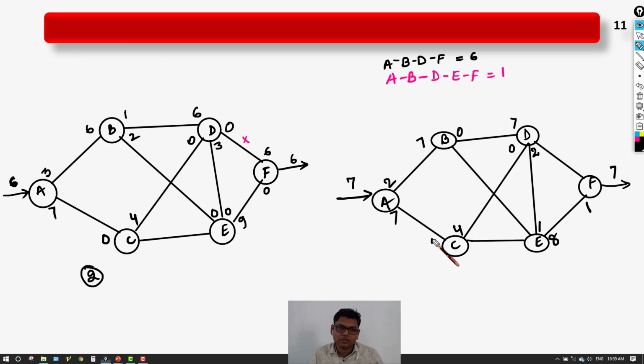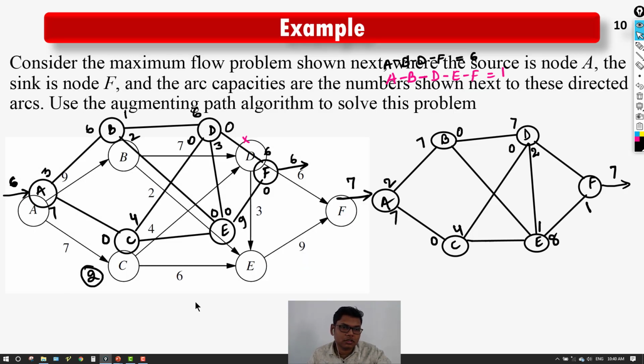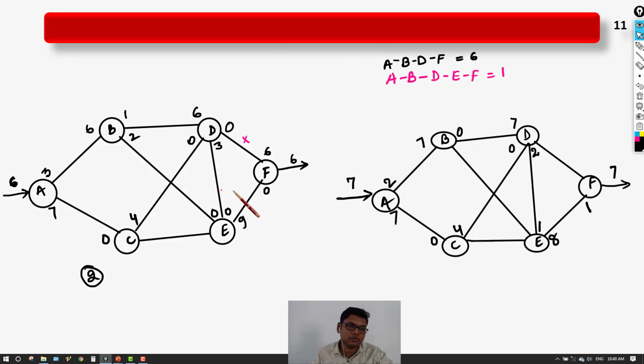This is 7 0. And what about this one? C to E we have not written, isn't it? Let's see that in the example. C to E was 6. So that's the problem, if we miss something, so we have to be very, very careful. Clear? So this is 6 and 0. Anything else? This is 2 0. Done.